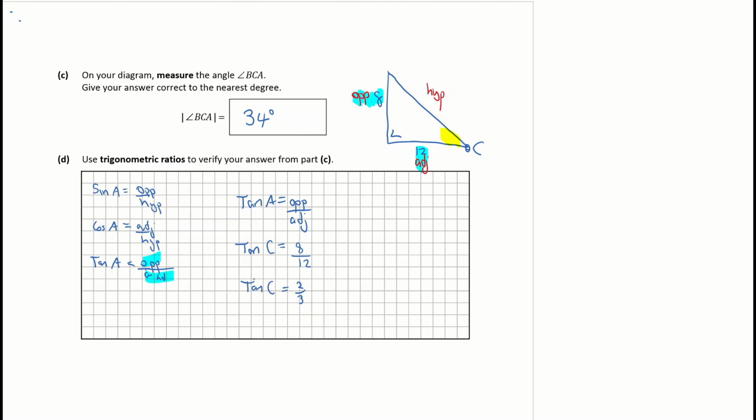I then need to move the tan over the equal sign. So when I move this tan over, I get C is equal to tan inverse. So we put that little minus one above the tan when I move it over the equal. So tan inverse of 2 over 3. I then go to my calculator and I press the shift button, then the tan button to get that tan inverse button. And then I type in the 2 over 3. And that's getting me roughly 33.7 degrees. And the question said to verify part C, which was to the nearest degree. So I'm going to 34 degrees. So I've verified my answer.